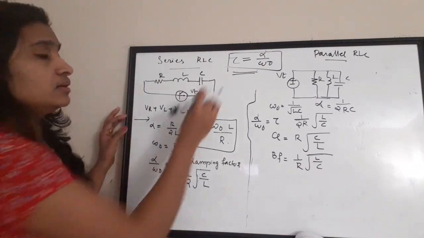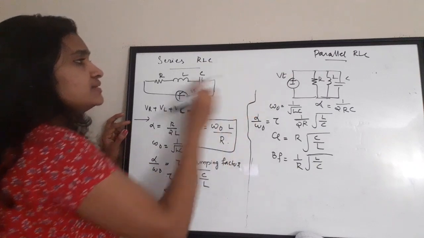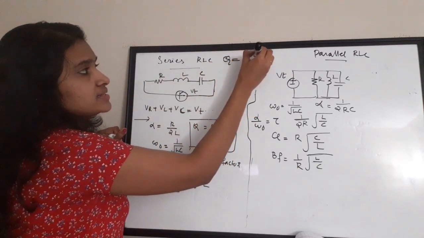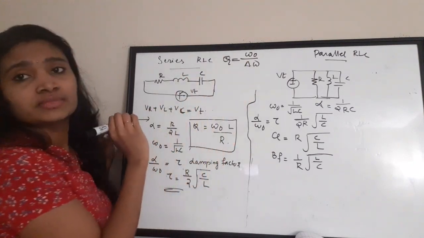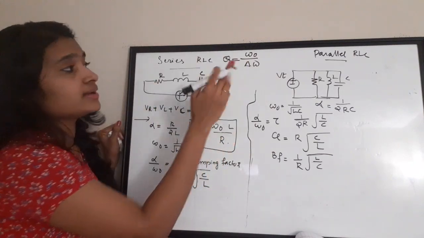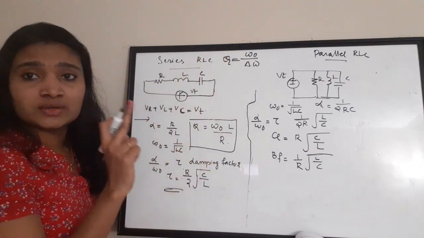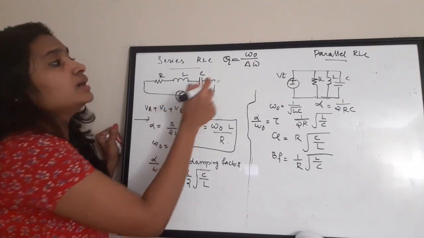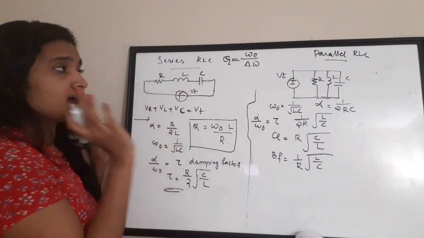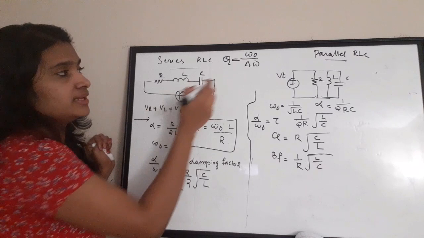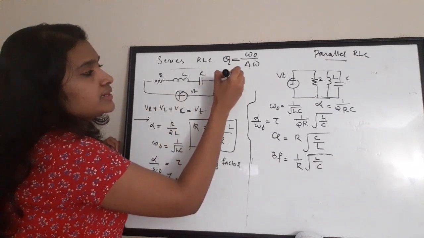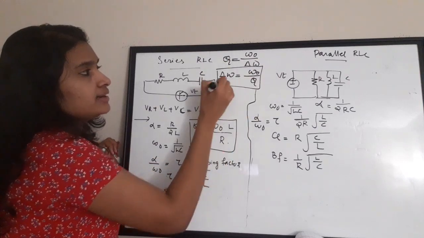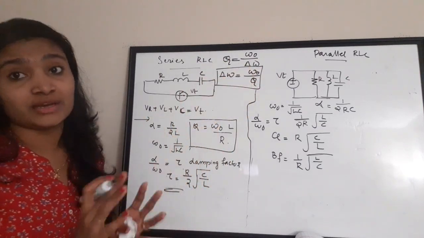Another term is there. We have defined the quality factor's general equation as omega 0 by delta omega. This is the general equation which we have discussed earlier, where omega 0 is the resonance angular frequency and delta omega is the resonance peak bandwidth. Now, in the question, if they are asking what is the bandwidth, then you have to use the equation delta omega is equal to omega 0 by Q. Don't get stuck there. Use this relation to find the bandwidth.